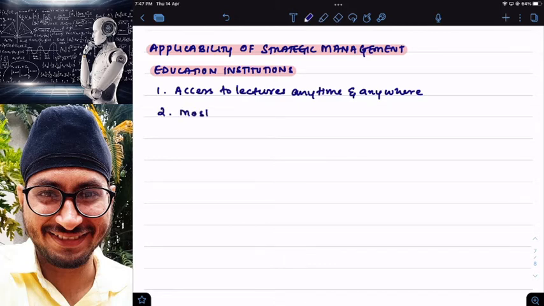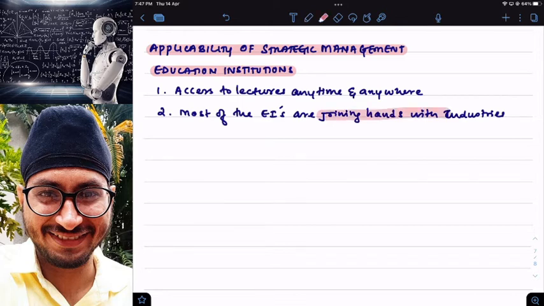Then nowadays most of the education institutions are joining hands with whom, sir? With industries. Means what, sir? Many are joining hands with industries for what purpose? Why are the education institutions tying up with companies? Maybe to provide internships to students, maybe also to provide campus placement.